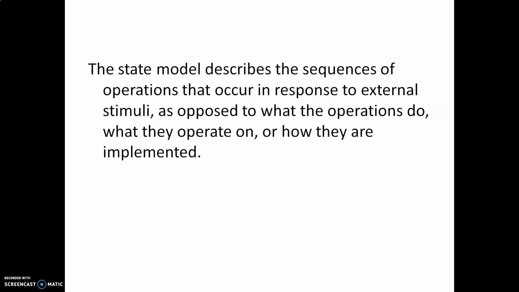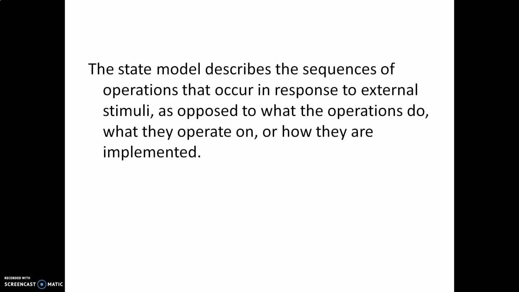So let us begin with a recap of what the state model actually does, because the three pillars, that is class, state and interaction model, we have already discussed in the introductory chapter, where I have told you in detail what is the role of every model, right? So just to have a recap, state model describes the sequences of operations that occur in response to external stimuli, as opposed to what the operations do, what they operate on, or how they are implemented, right?